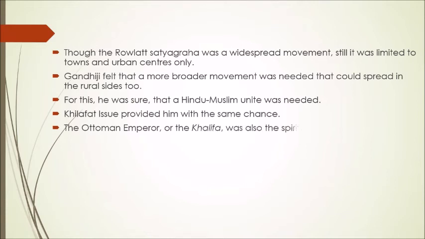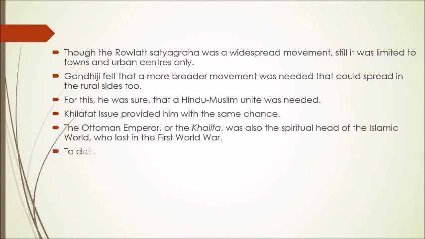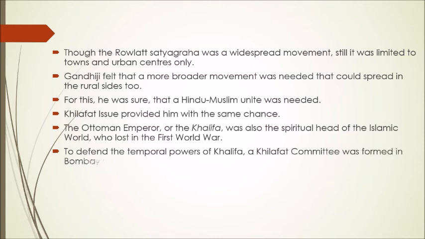The Ottoman Emperor or the Khalifa was also the spiritual head of the Islamic world. Islamic world के spiritual head भी थे वो emperor, who lost in the First World War, and it was rumored that a harsh peace treaty was to be imposed on him, taking away all his powers. उनकी सारी पावर ले ली जाएगी. So to defend the temporal powers of Khalifa, a Khilafat committee was formed in Bombay in March 1919. March 1919 को बॉम्बे में खिलाफत कमेटी बनी. किसने बनाई? It was formed by the Ali brothers Muhammad Ali and Shaukat Ali.